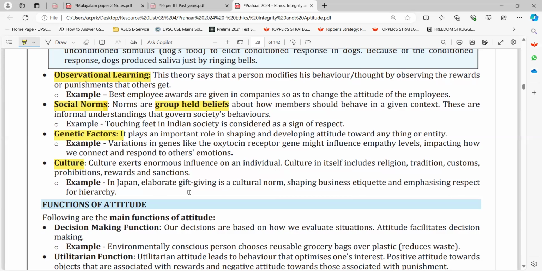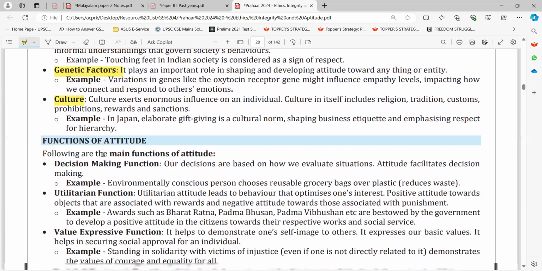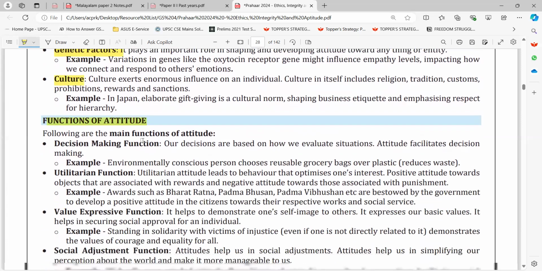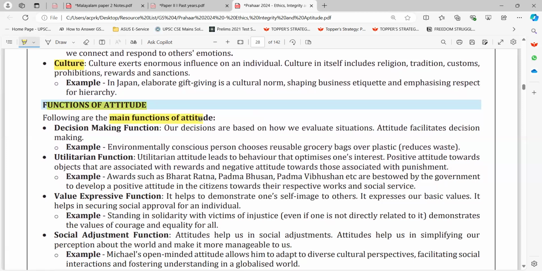For example, in Japan, elaborate gift giving is a cultural norm, shaping business etiquette and emphasizing respect for hierarchy. Next is functions of attitude. What are the functions of attitude? Following are the main functions of attitude.